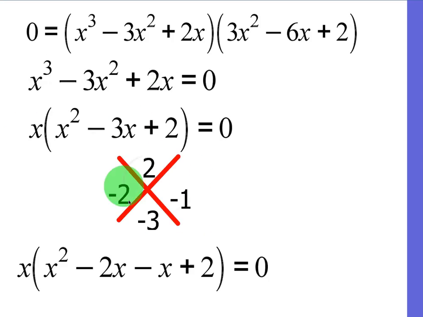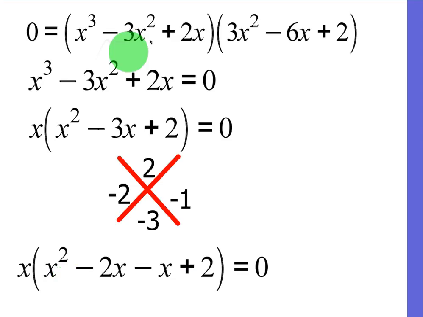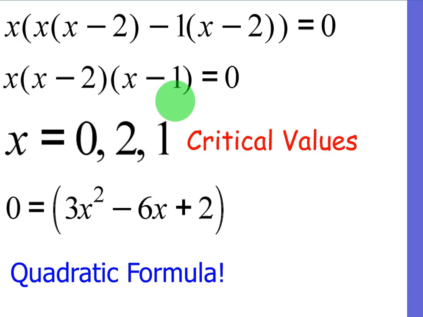Here's what our x is going to look like for the x method. It's going to factor down according to these two numbers on the left and right of our x. We have to pull down the x that we originally pulled out. So it's going to become x times (x minus 2) times (x minus 1), and we have 3 critical values just for that one factor. The 3 critical values it generated are 0, 2, and 1.